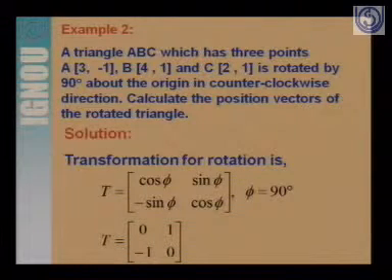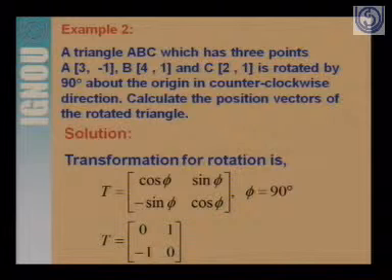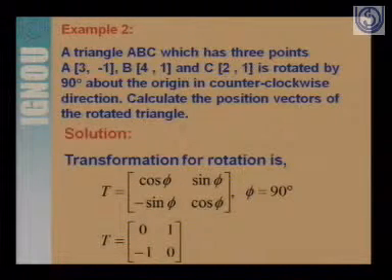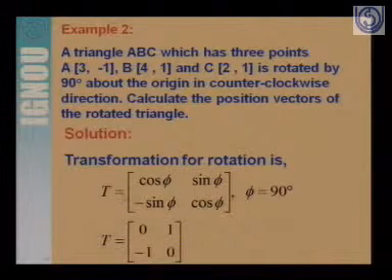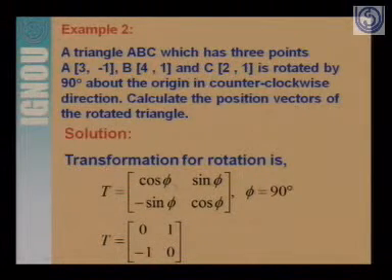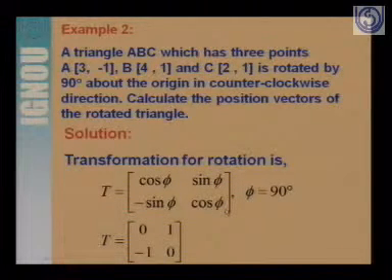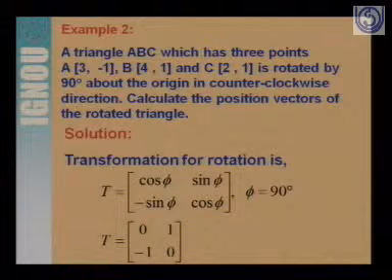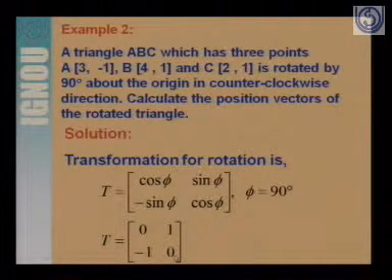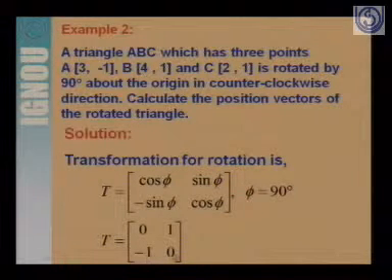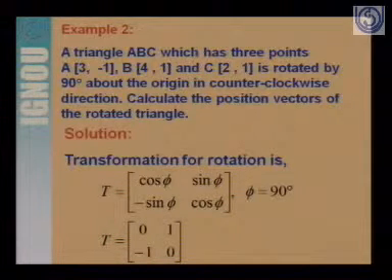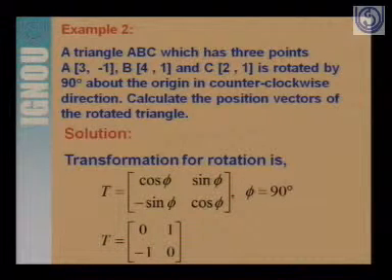This is a very interesting problem. Here, the triangle is rotated by 90 degree. So, the angle phi is given as 90 degree. We know the transformation of rotation T is equal to a matrix having four elements: cos phi, sin phi, minus sin phi, cos phi. Here the triangle is rotated by 90 degree, so we can put the value of phi as 90 degree. Finally, we get the transformation matrix T equal to 0, 1, minus 1, 0, because cos 90 is 0 and sin 90 is 1. Once we get the transformation matrix and multiply it by the original coordinates, we will get the final coordinates for the end points of this triangle.